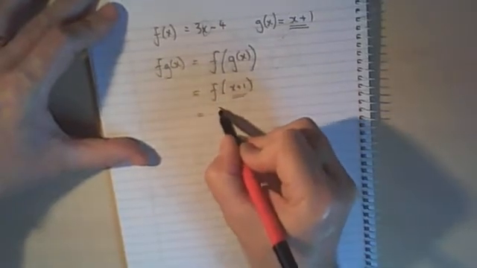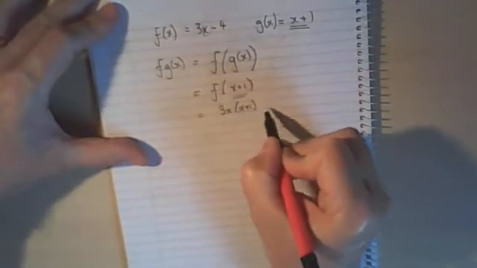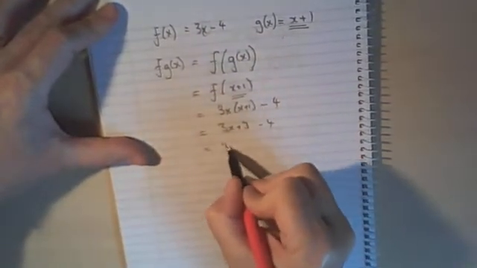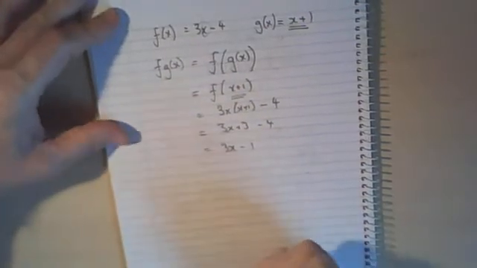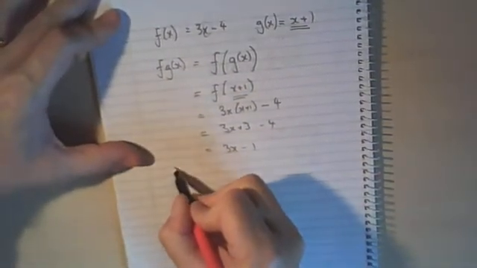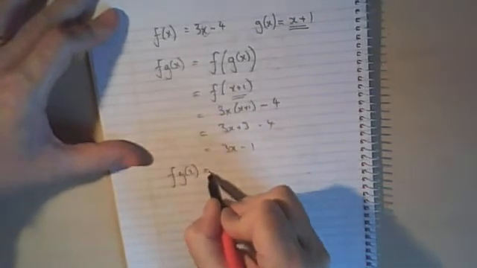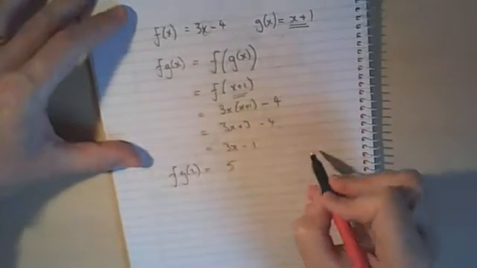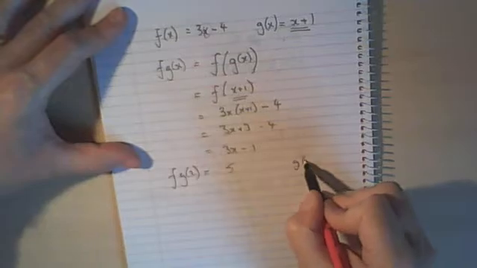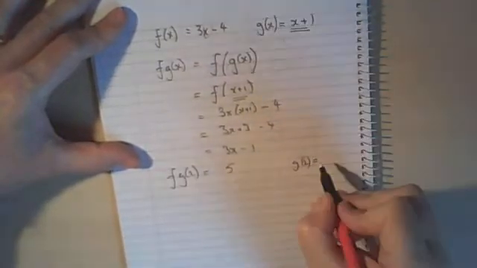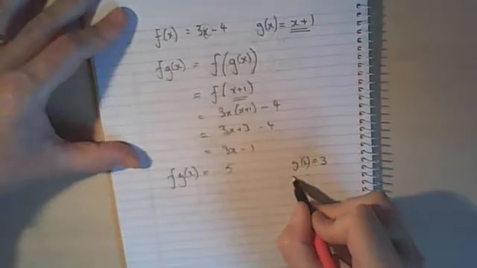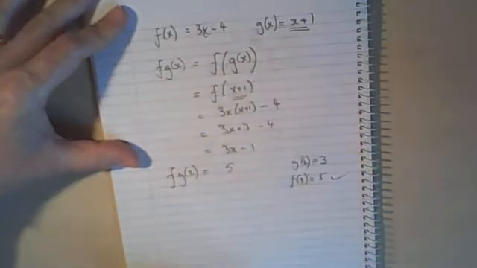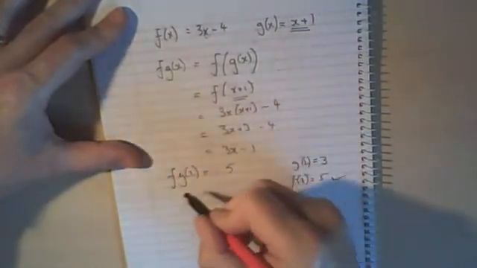So you've got 3 lots of x plus 1 take away 4, which is 3x plus 3 take away 4, which is 3x take away 1. That's the algebraic way of doing it. If the question then said, hence find fg of 2, you'd just put 2 into that. That's 3 2s are 6, take away 1 is 5. You could check it by doing, hang on a minute, g of 2 is 3, and f of 3 is, going back up, 3 3s are 9, take away 4 is 5. Oh yeah, it's the same answer. But that's the algebraic method, and then we substitute in the number.